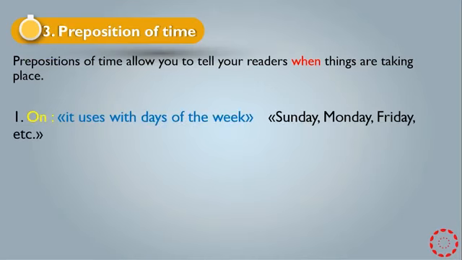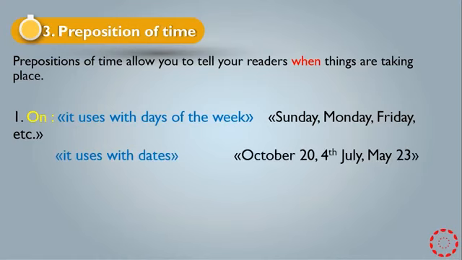For example, you have on. On is used with the days of the week, for example Sunday, Monday, Friday, etc. When we have days of the week, we can use on before them. But it is also used with dates, for example October 20, 4th of July, or May 23rd. So it is used with the dates and the days of the week.